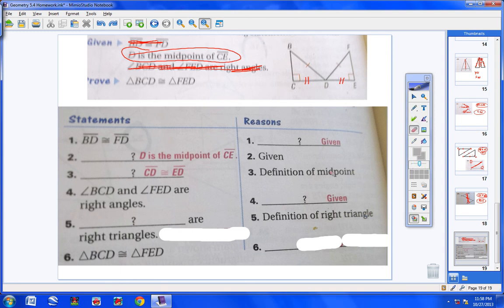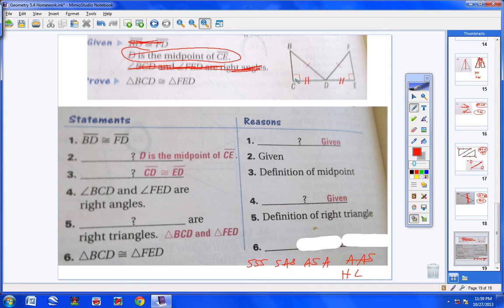And so what I would think we would put here is, yep, triangle BCD and triangle FED are right triangles. And I know that because of the definition of right triangle. As soon as I stated that I had right angles, then I can definitely state that I have right triangles. And now we're going to state that these two triangles are congruent. Okay? Now, that means we're going to have to use side, side, side, or side, angle, side, or angle, side, angle, or angle, angle, side, or hypotenuse leg. We've got to use one of those 5 reasons if we're going to state the triangle BCD is congruent to triangle FED.